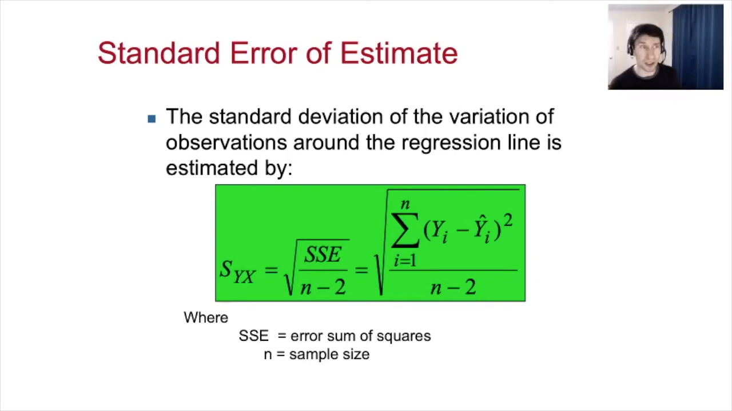The second concept that is important in this case is the standard error of the estimate. What is the standard error of the estimate? Well, it is the standard deviation of the variation in observations around the regression line.